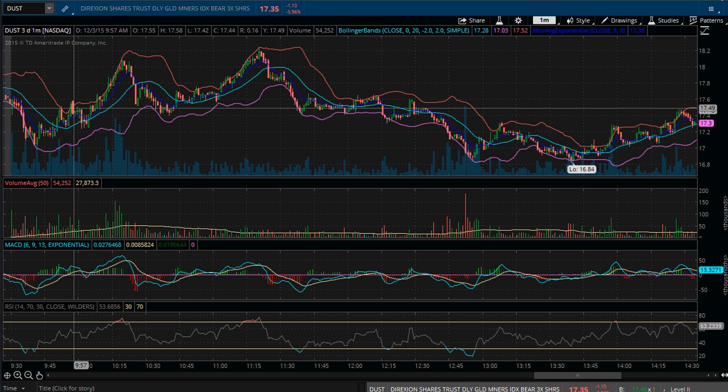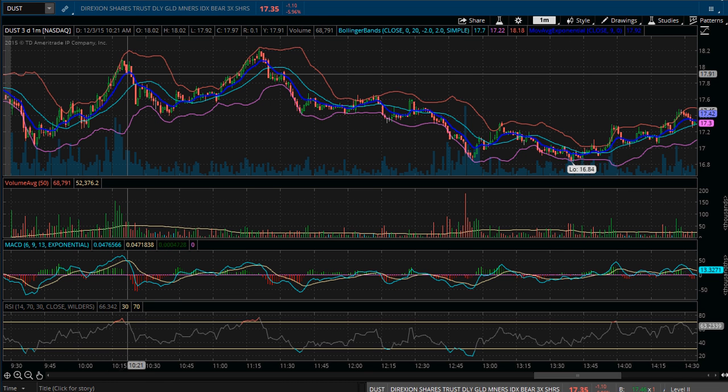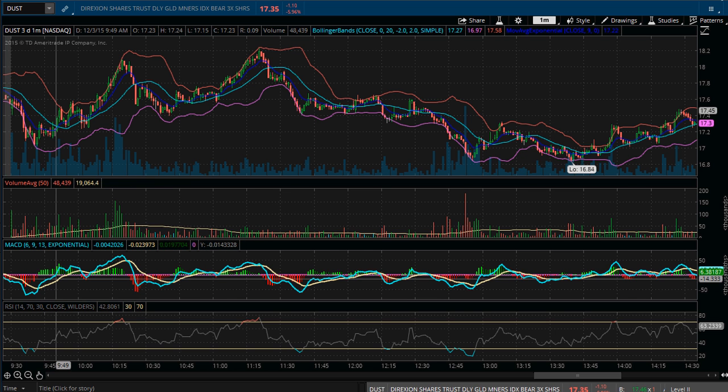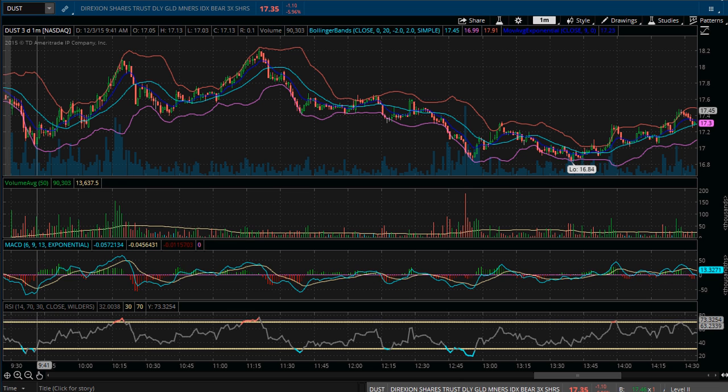I use Bollinger Bands and a 9-period moving average to gauge when to get in and out of trades. Second indicator I use is volume. It's very important to know if there's a lot of buyers and sellers in the transaction. The third indicator is the MACD. It indicates a bullish or bearish trend. And then the fourth one is RSI, the relative strength index, which I think is very important.